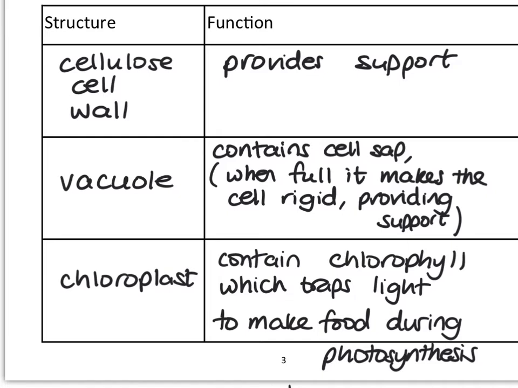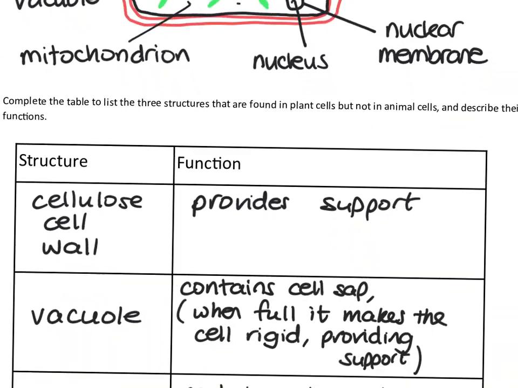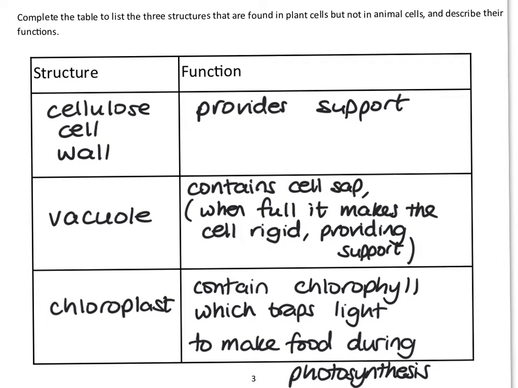So then we turn to page 4, and the last day we'd finished by labelling the plant cell. So we want to talk about the 3 structures that are found in plant cells but not found in animal cells. So we said there were the cell wall, the vacuole and the chloroplast. The cell wall is made of a substance called cellulose, and it's there to keep the cell in shape. So we said that it provides support. The vacuole contains cell sap, lots of fluid, and it's usually full of fluid, and so that makes the cell rigid, relatively sturdy and hard, and that provides support for the plant.